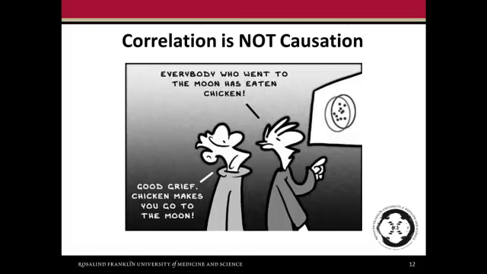One very important thing to note is that correlation is not causation. So here, if everybody who went to the moon has eaten chicken, then if you eat chicken, that's going to make you go to the moon. Well, that's just ridiculous. So correlation is not causation.